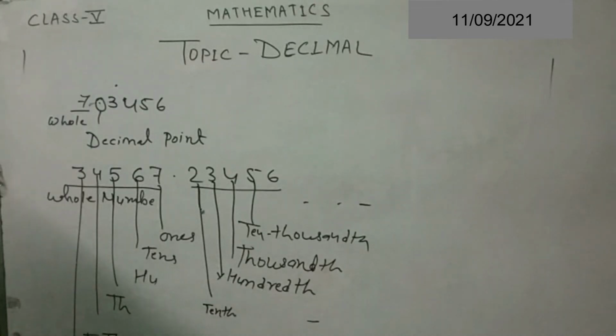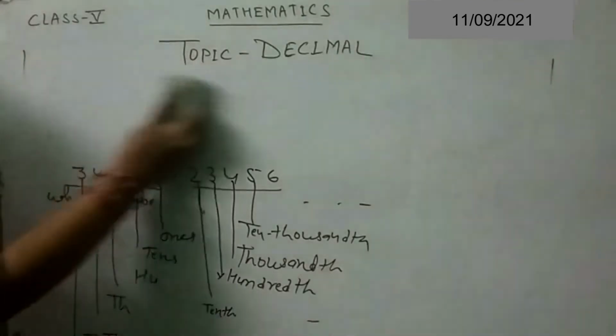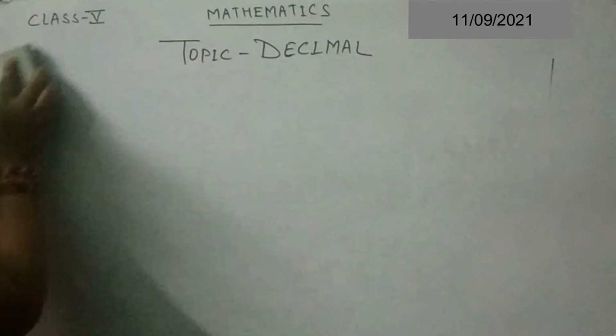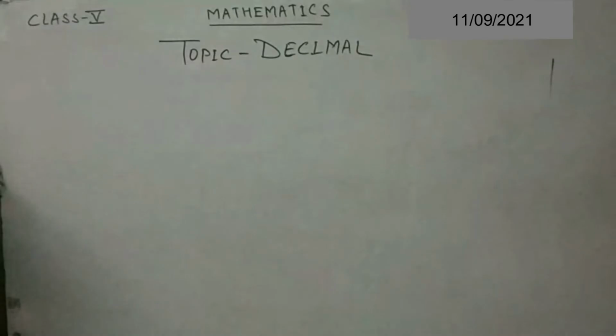Now listen. In this chapter I will explain how to find the fractional parts, how to convert a fraction to a decimal, and how to convert a decimal to a fraction. See here how to represent decimal numbers. I will take one example.